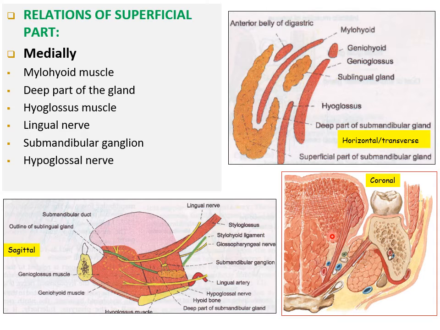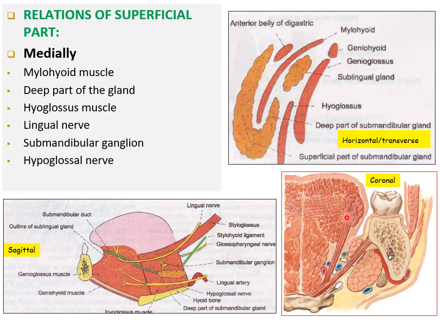We will see this again in the coronal section. This is the coronal section. Here you can see the mandible. This depression is called the submandibular fossa, where you can see the position of your submandibular gland. Particularly this is the superficial part. We are talking about the medial relations. The first one is the mylohyoid, which I am pointing to. Next you can see the deep part of the gland. Next, most medially, you can see a muscle which is hyoglossus.